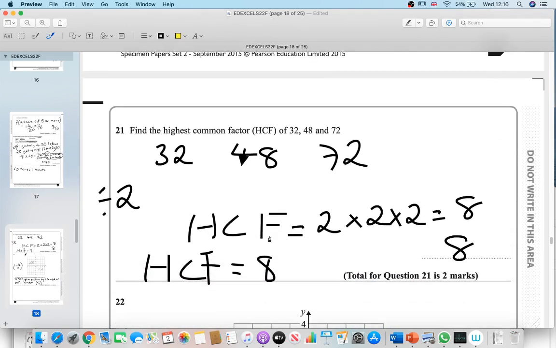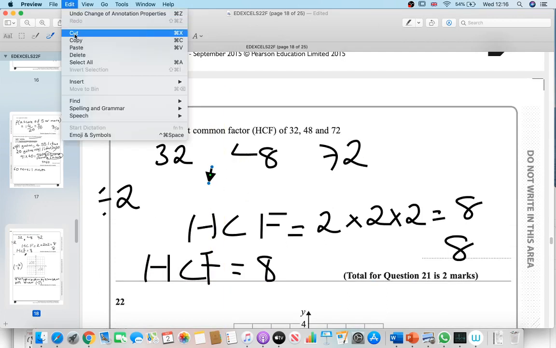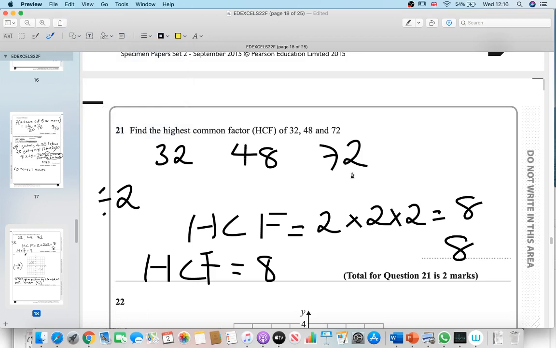Right, guys, next part. Find the highest common factor of 32, 44, 48, and 40. I'm not sure why I've got an arrow there, apologies. It should be 48 and 72. So the highest common factor is going to be 8. So 8 is the biggest number that goes into all of these numbers.